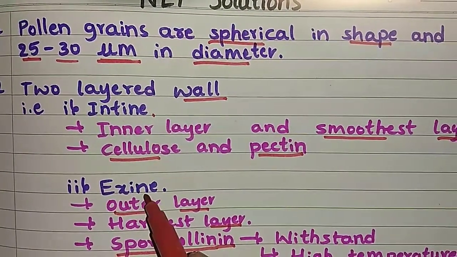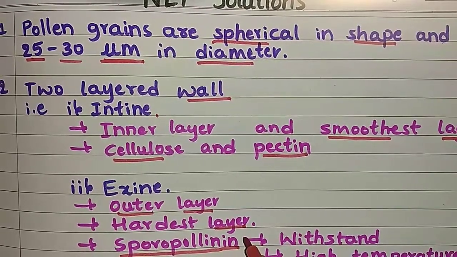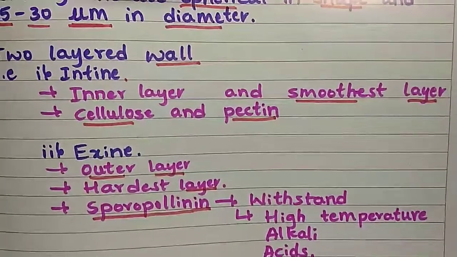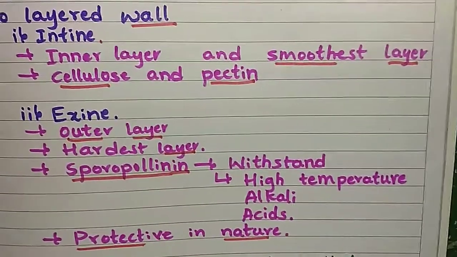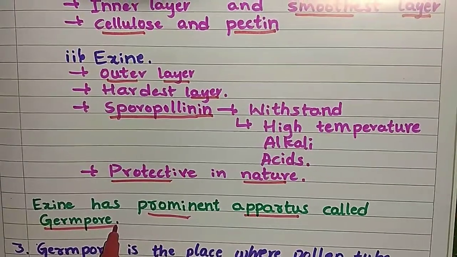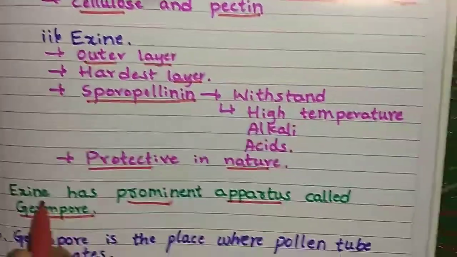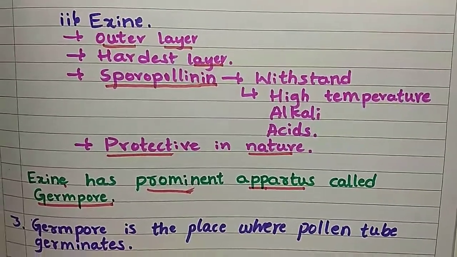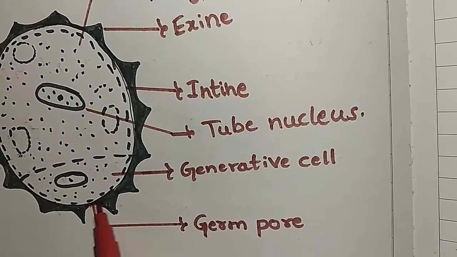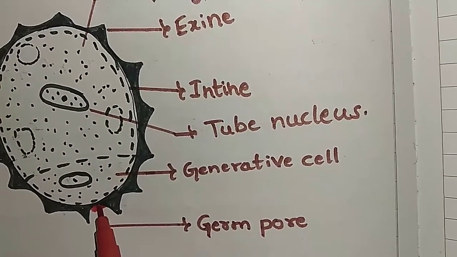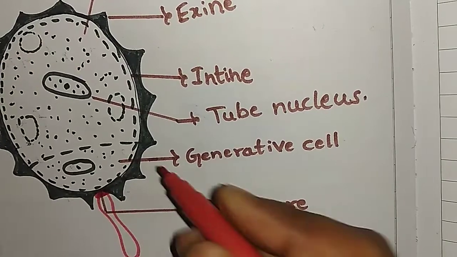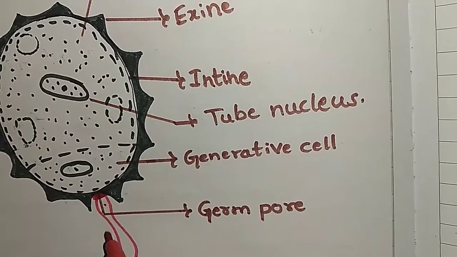That's why exine is the hardest layer, and so it is protective in nature as it is the outer layer. And another thing, exine has a prominent apparatus called the germ pore. Germ pore is the place, here it is, where the pollen tube germinates.